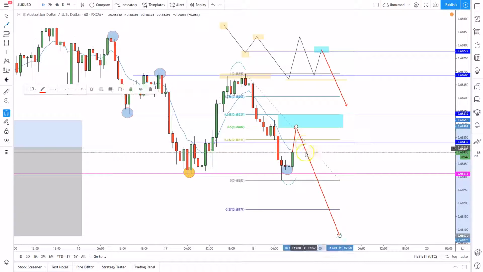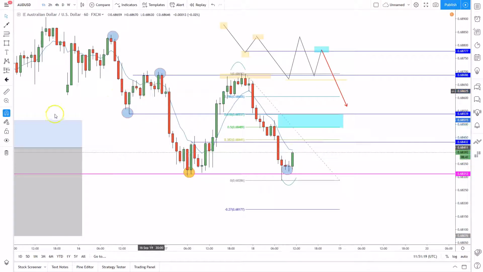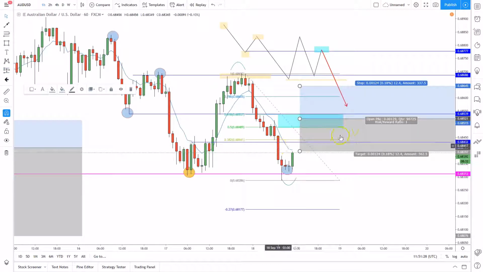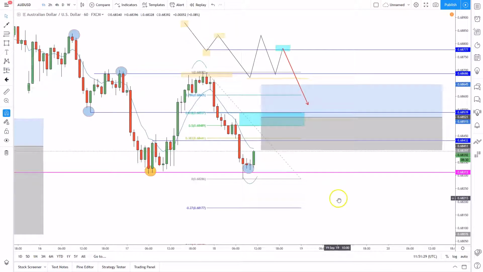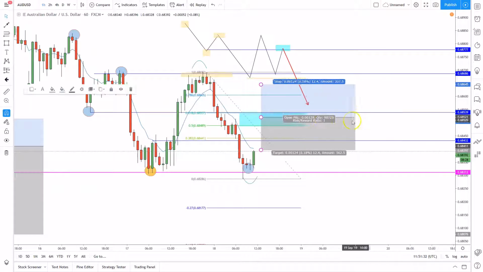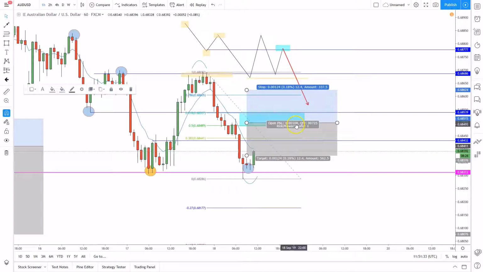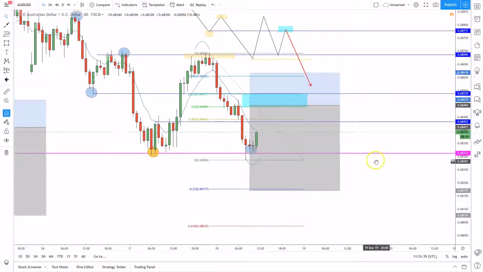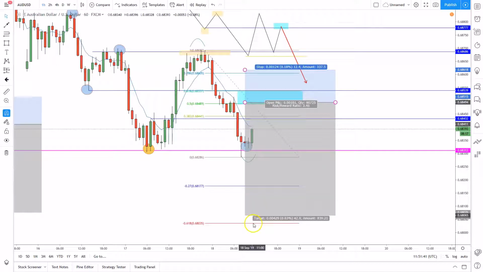All right, so let me pull up the risk to reward tool. I said any trades taken from around this area here, so any entries from these levels here. And in terms of target, I'd be going for the minus 61.8 on this one.